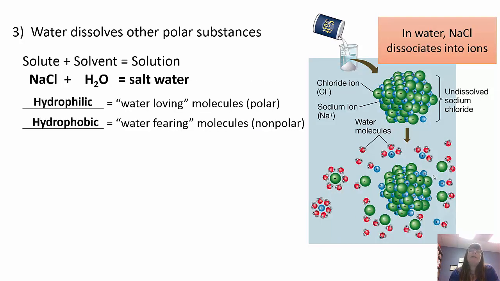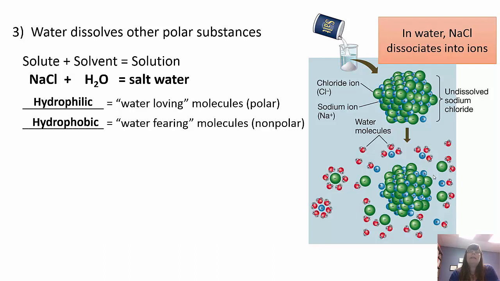Water also dissolves other polar substances. Water is known as a universal solvent because it dissolves more things than anything else on Earth. So salt and water, for example. Salt, NaCl, will be the solute. Water, H2O, will be the solvent. Dissolving salt in water gives you salt water, which is a solution.